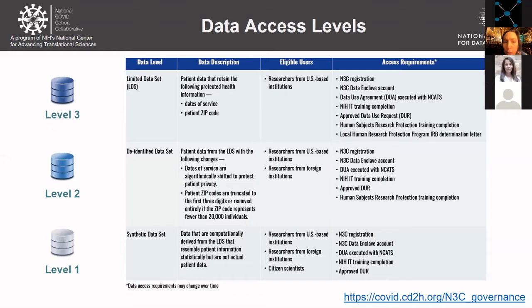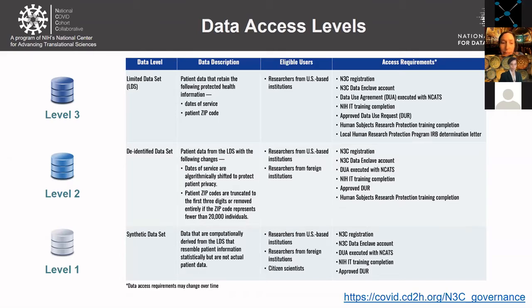And so I just wanted to quickly go over the different types of data in the system. We have 3 levels of data. We have a limited data set, which is available to researchers from US-based institutions. This data set contains dates of service and the patient's zip code. And this is the data that we most protect with a human subjects research training and local IRB determination letters, which are required for requesting access through a data use request through the Data Access Committee.